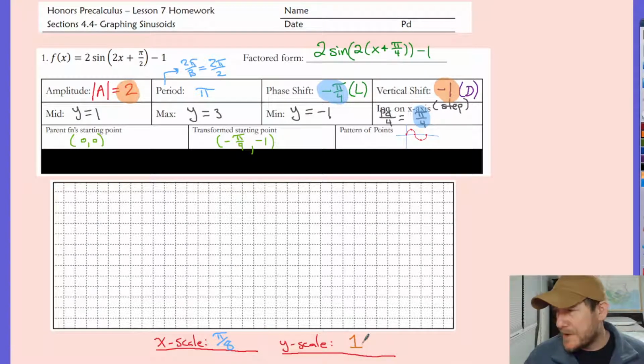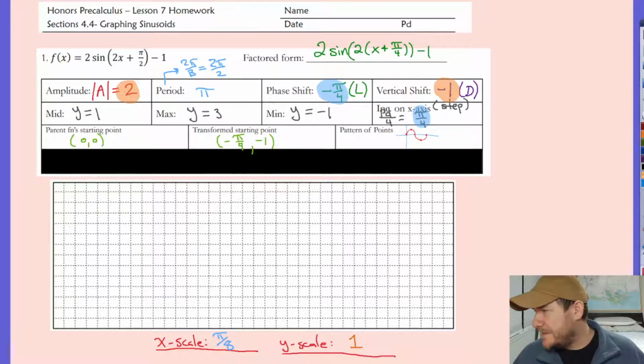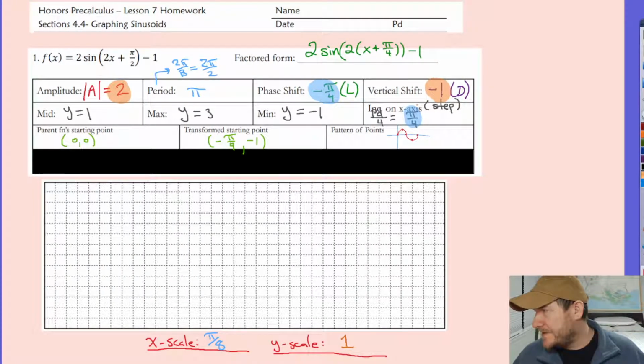I think it's fine. All right, now to place my axes. I don't have a ton to consider. Our vertical shift is just down 1. So if this line is the middle, then I guess I could shift up by 1 to account for that, but that doesn't seem super relevant.